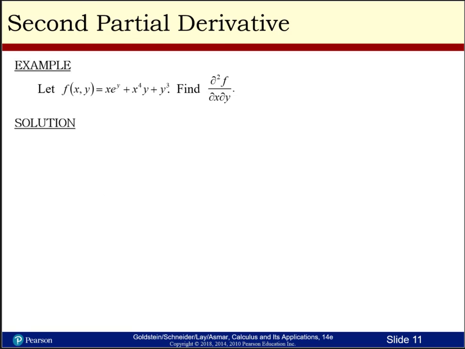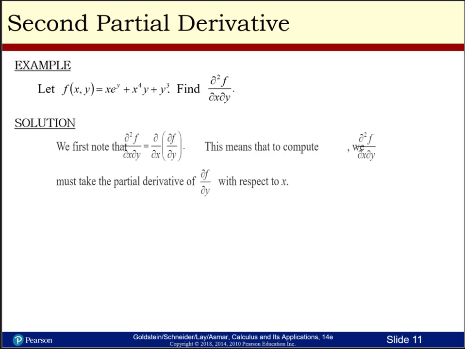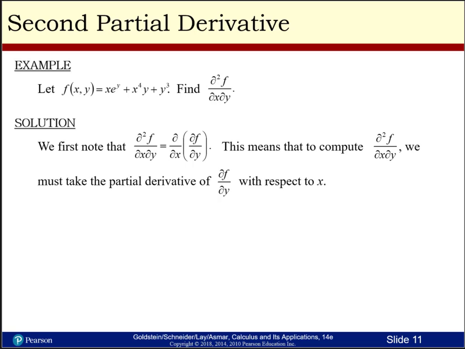So let's let f of x, y equal x e to the y plus x to the fourth y plus y cubed. We need to find the second partial derivative of f with respect to x and with respect to y. Now we first note that the second partial of f with respect to x and y is just going to be: we take the partial of f with respect to y, and then we take that answer and take the partial of that with respect to x. This means we compute it in a particular order: the partial derivative of f with respect to y, with respect to x.